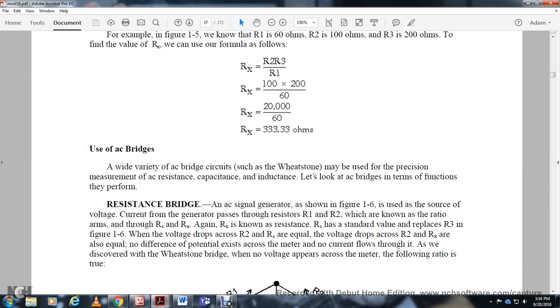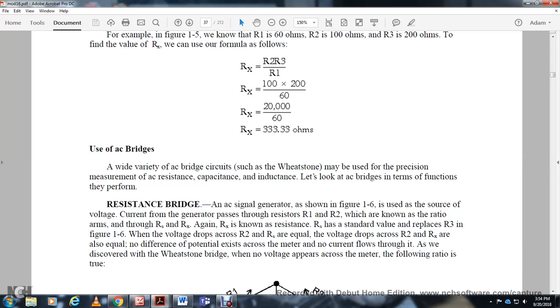AC bridges. A wide variety of AC bridge circuits, variations of the Wheatstone bridge, may be used for precision measurement of AC resistance, capacitance, and inductance. Look at the AC bridge and determine the function of the resistance bridge with an AC signal generator, shown in figure 16. The source of the voltage is the generator, with the path of resistor 1 and resistor 2 known as the ratio arms, and resistor S and resistor X. The resistor X is unknown, and the resistance S is the standard value that replaces resistor 3 from figure 15.